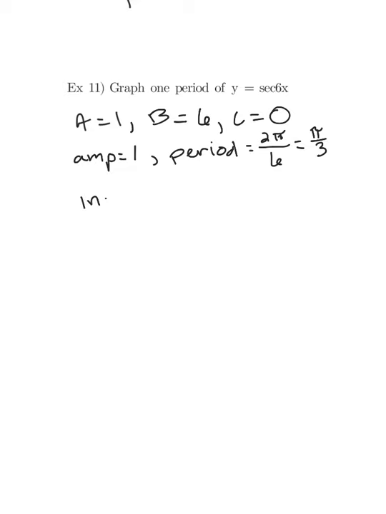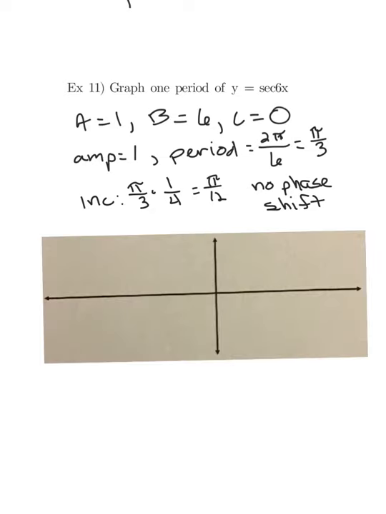Our increments, we take the period that we just found, pi over 3, divided by 4, or times 1/4, and get pi over 12. Because c is 0, there is no phase shift. Since there is no phase shift, then we are going to start at 0 like both the sine and the cosine always do. Our increments are pi over 12, so that's what we need to count by.